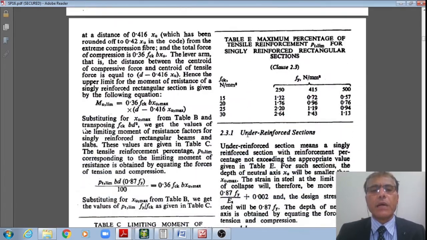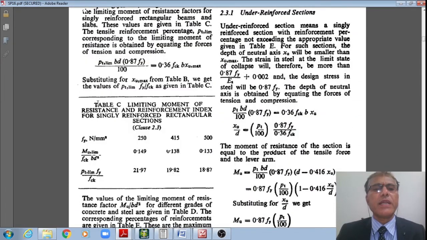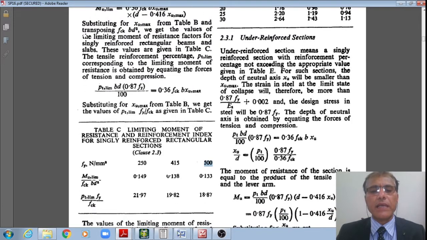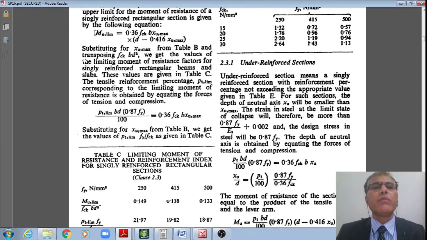Or alternatively, using the SP16 tables, here reduce the tables, where Mu limit divided by fck b d square for different grades, but I don't have Mu limit divided by fck b d square for 550. Therefore, I can calculate that using this formula, where Mu limit divided by fck b d square is 0.36 XU max by D multiplied by 1 minus 0.4 XU max by D.